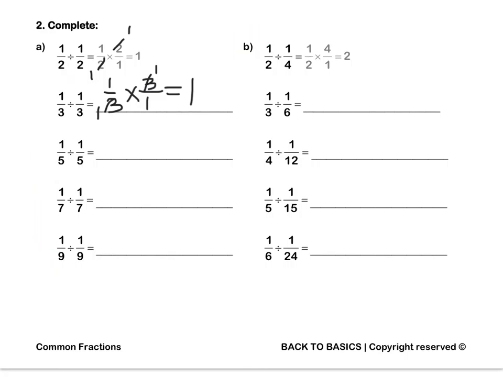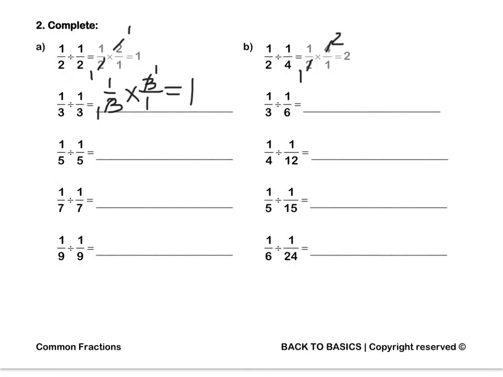Question B. A half divided by a quarter is the same as a half times the inverse of a quarter, which is 4/1. Then we simplify in our question. We divide 4 and 2 by 2. 4 divided by 2 is 2. 2 divided by 2 is 1. We multiply out to get 2/1 or 2 wholes. Let's do this question together.